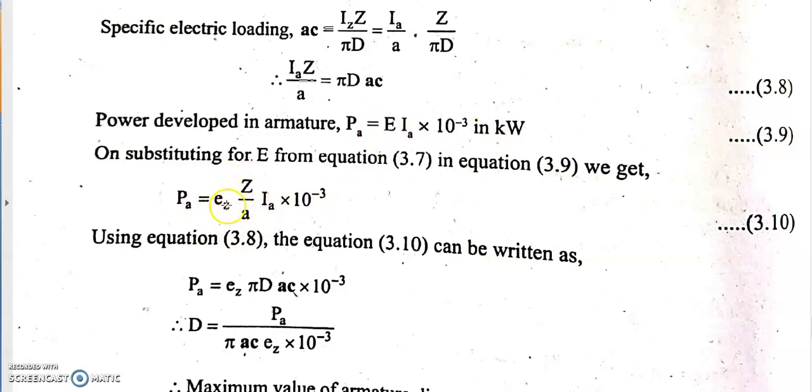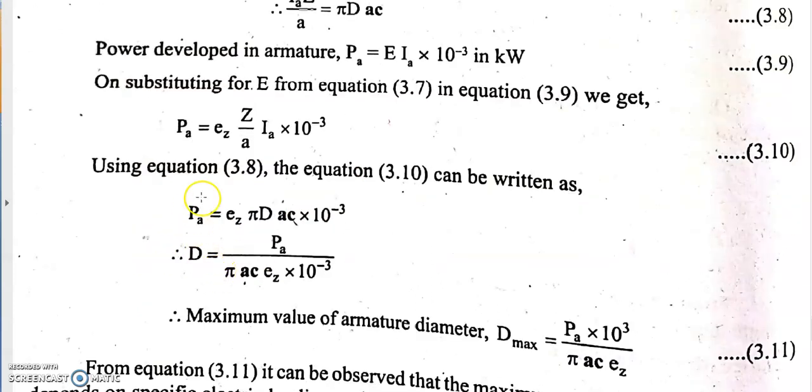So we know the EMF equation, that is, the EMF induced in each conductor is Ez, and the total number of armature conductors is Z, and by parallel paths A, the armature current is Ia by A, which is the current in the armature conductors. Substituting that, we can get this equation.